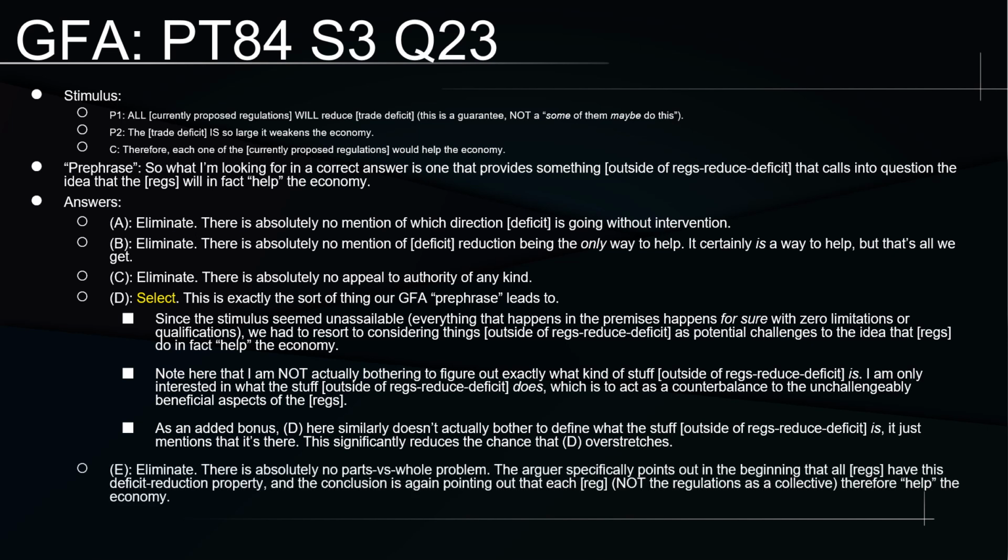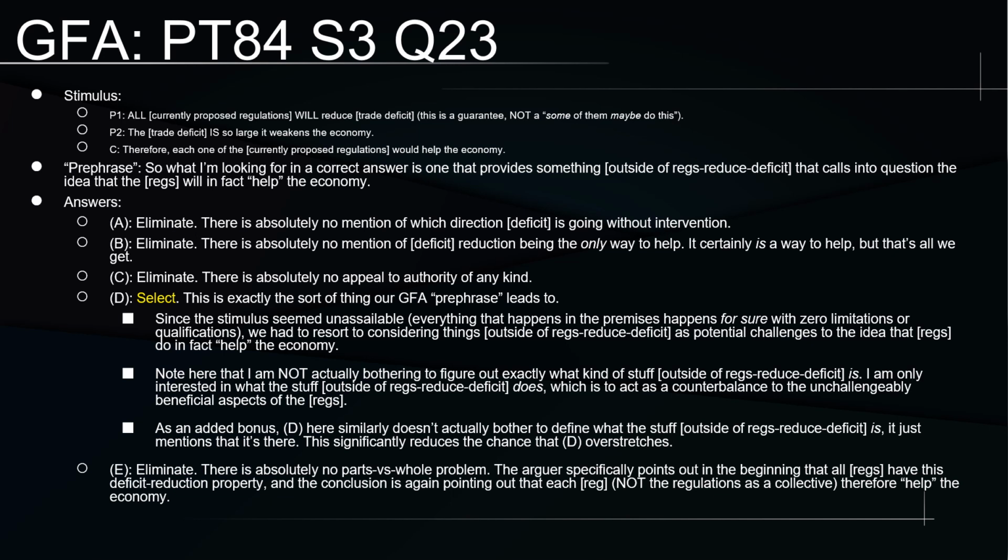And so finally, to round things out, when we get to E, that's another easy elimination. There's absolutely no parts-versus-whole problem. The arguer specifically points out in the beginning that every regulation has this deficit reduction property. And the conclusion is again pointing out that each and every regulation, not the regulations as a collective group, they're calling out each individual regulation, is therefore going to help the economy. So there's never been a shift between the parts and the whole. This is just not it.